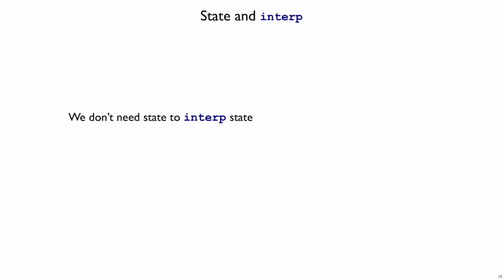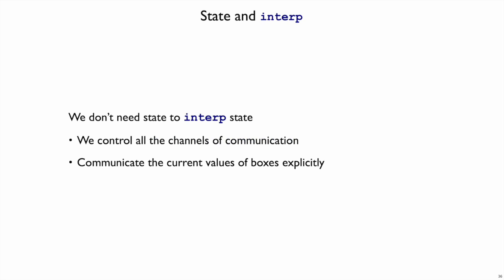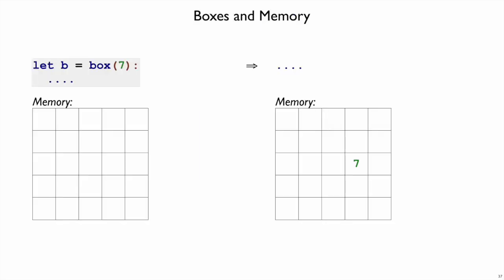Our first attempt at adding boxes to Mo used Shplait state to implement Mo's state. But this turns out to be an inessential use of Shplait state. You need to use state in your language when you don't control all the channels of communication. But we're implementing interp and everything about interp ourselves, so we can control all the channels of communication, and we just need to make sure that we communicate the information that's needed.